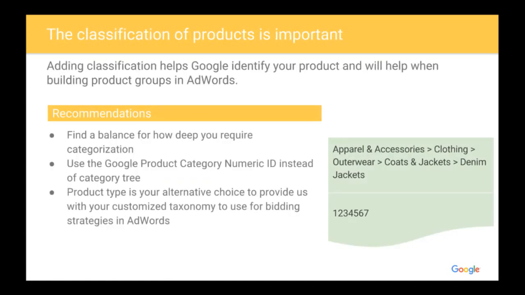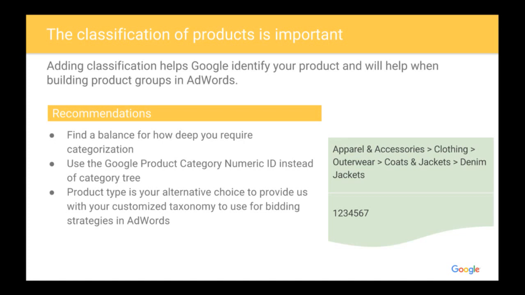And then something that we want to call out as well: what are your options for using product categories, especially if you're more advanced? In the past, there only used to be the plain text product categories. So in this case, apparel and accessories, clothing, outerwear, coats and jackets, denim jackets. But then over time, some of these plain text categories changed the wording. And so that's a concept that we introduced last year in the fall, where every category also has an ID.